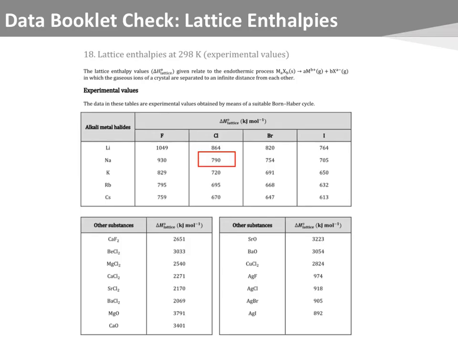Now, the lattice enthalpy can be found in the data booklet in table 18, and we can compare. We got 786. The data booklet says 790, so we're ballpark. We're really close. In fact, to two significant figures, we are the same. So this is a good thing.